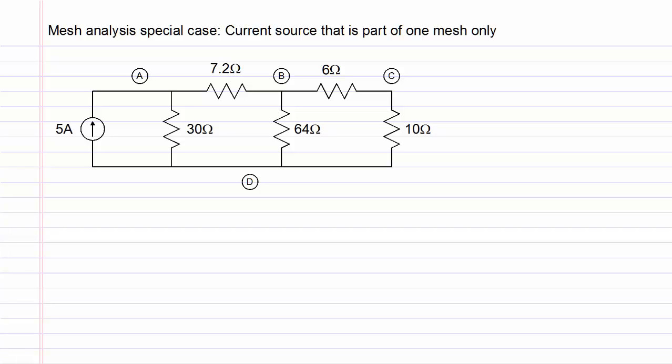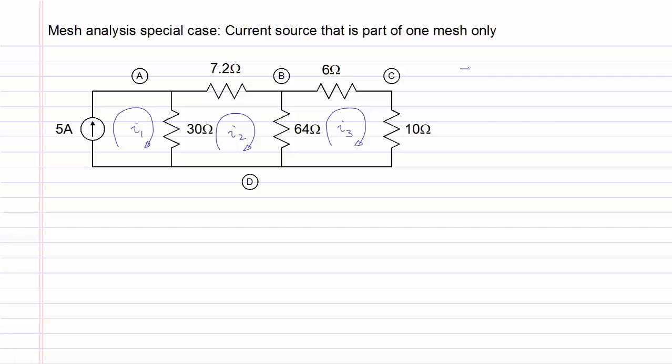In this video, we will consider elements that require special processing in mesh analysis. For example, a current source that is part of one mesh only. The circuit shown is planar. It has three meshes defined by the mesh currents I1, I2, and I3, where we have taken all three mesh currents to be in the clockwise direction.